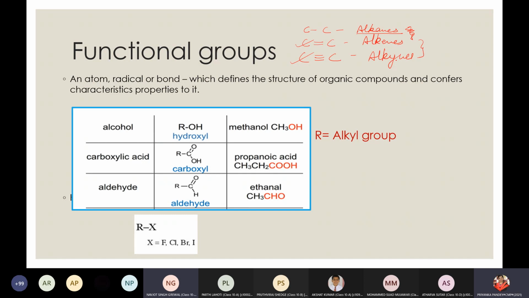Now, when we talk about functional group, is there anyone who can tell me what exactly we talk about? Why do we need functional group in organic chemistry? Anyone who wants to try? What do you mean by functional group? Okay. Yes, Saket?